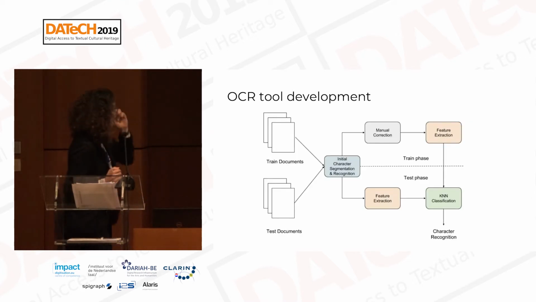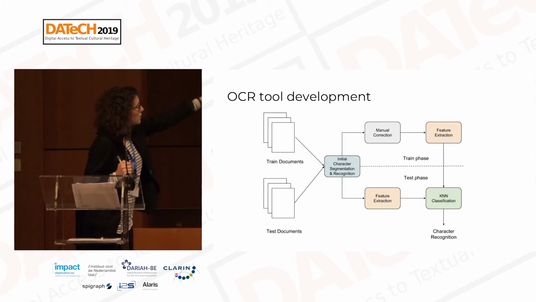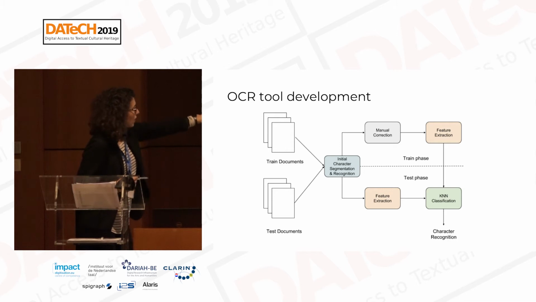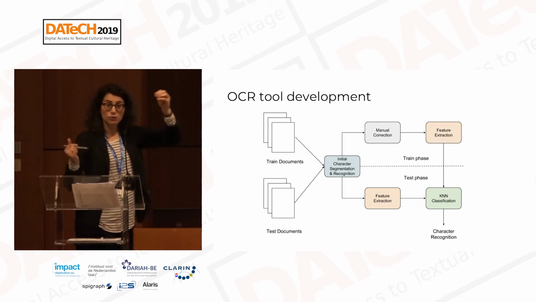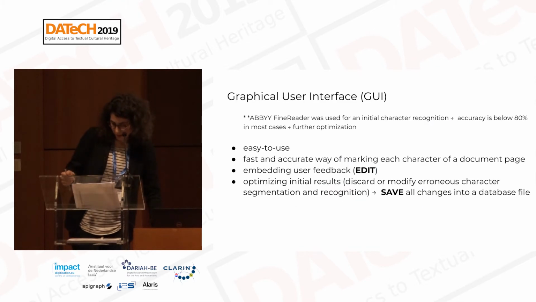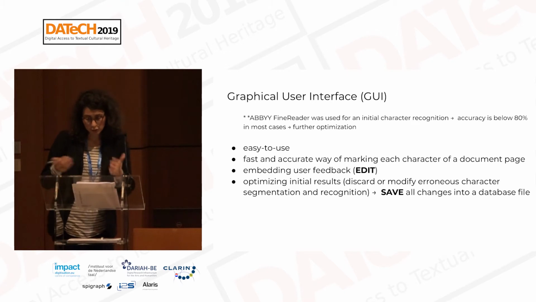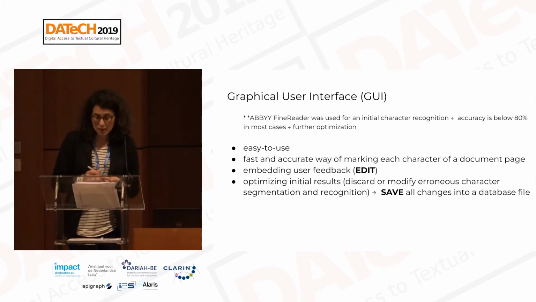So this is a graphical representation of our process. You can see the two phases, the training phase and the test phase. First the initial segmentation and recognition through the API, and then we have manual correction, feature extraction, and then the train phase, feature extraction, and the KNN classification in order to compare the two sets.